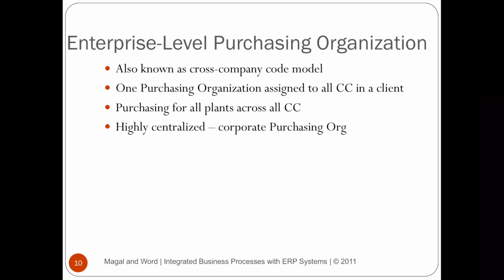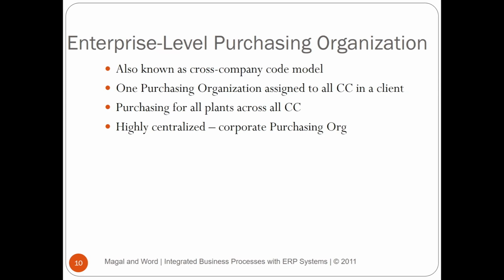There are three models of purchasing organization: enterprise level, company level, and plant level. These models range from highly centralized to highly decentralized. And then we will discuss in the next part the enterprise level purchasing organization, also known as the cross company code purchasing organization, which is the most centralized model. There is only one purchasing organization for the overall enterprise and all of the plants within the enterprise.